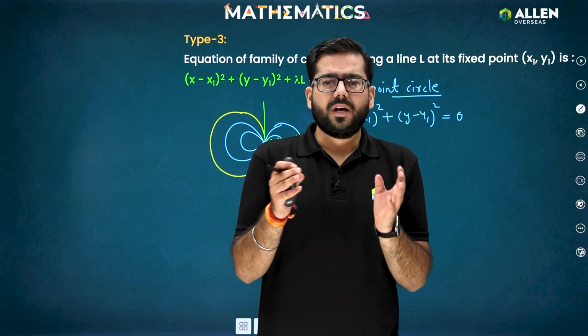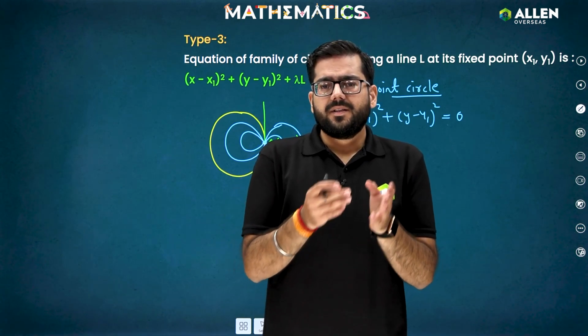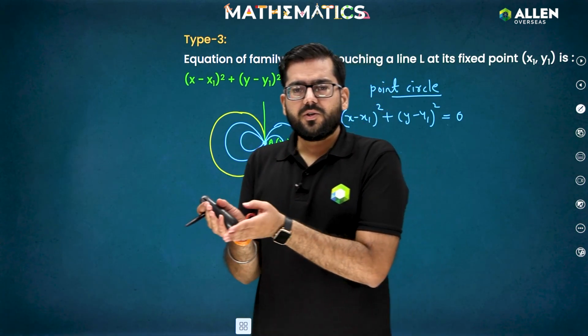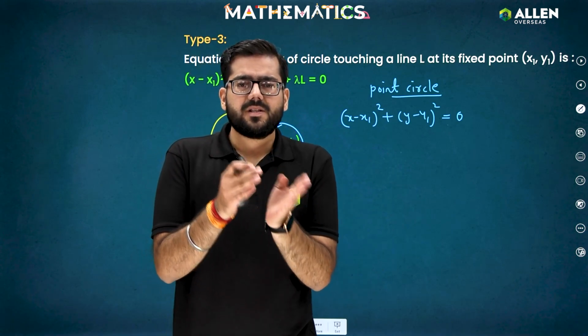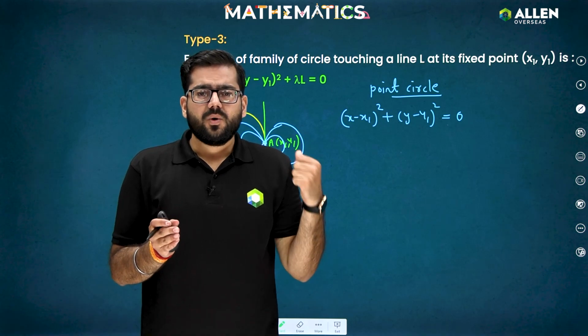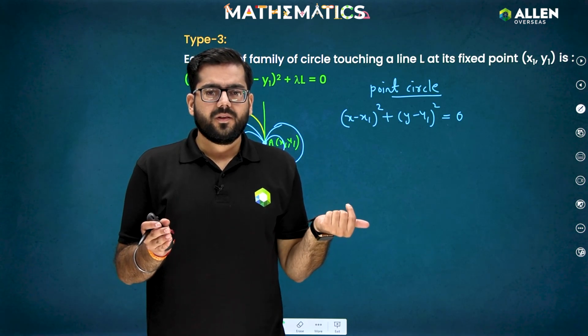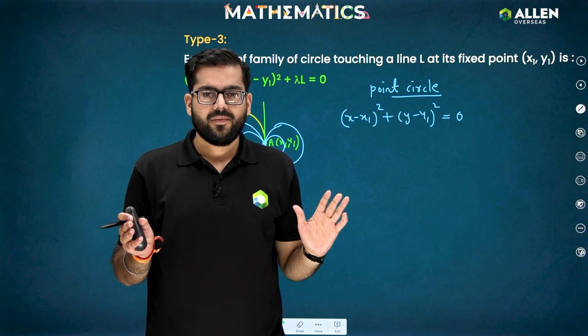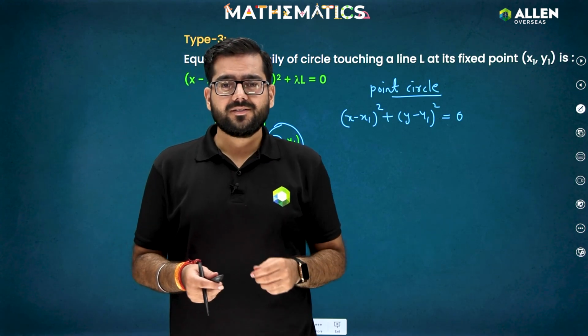If circle and circle, then S1 plus lambda S2 equal to 0. If line and circle, then S plus lambda L equal to 0. If there is a point circle, the change is only that the radius becomes 0. Still the same concept. Now it's time to apply your concept.